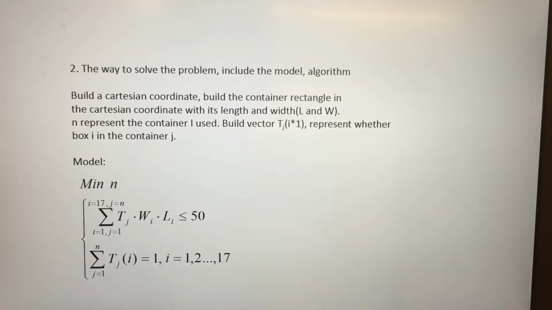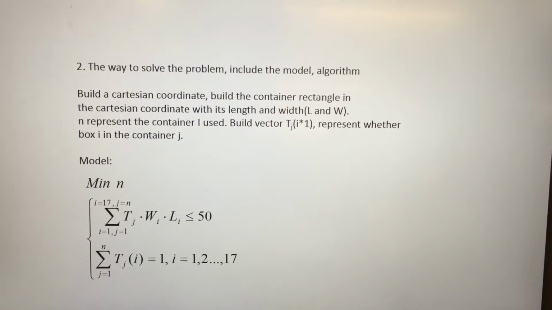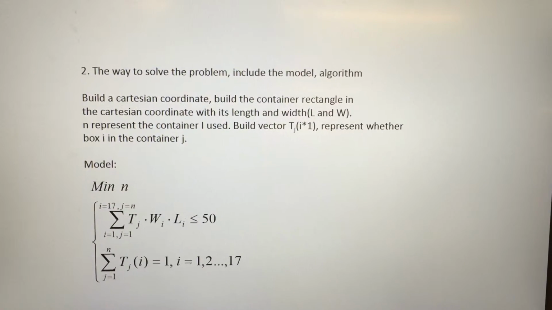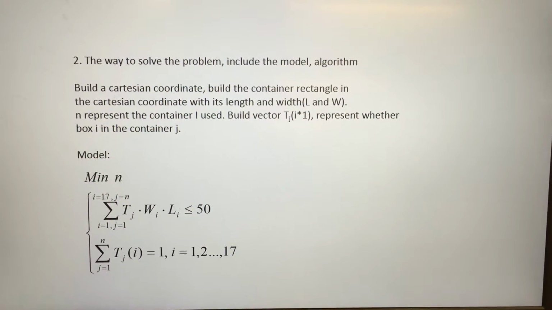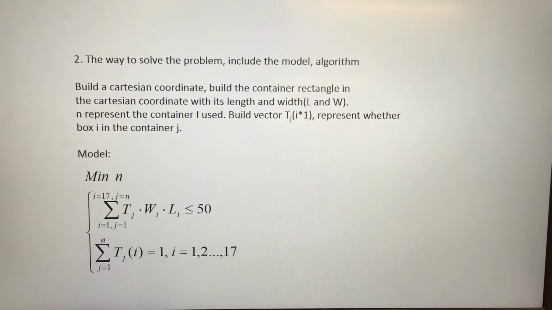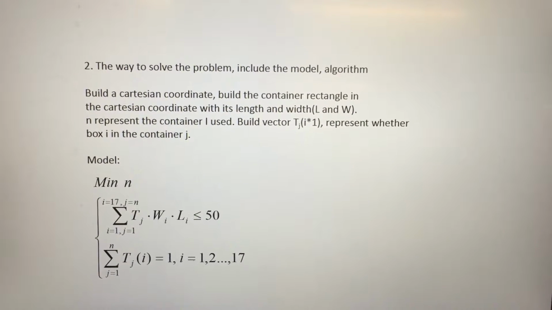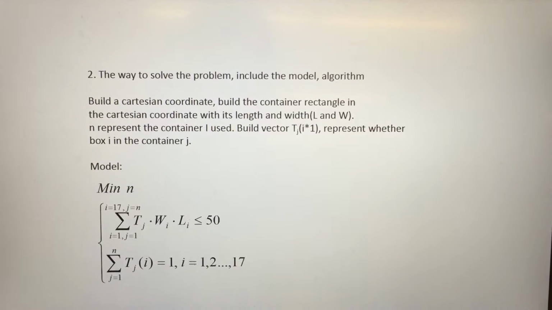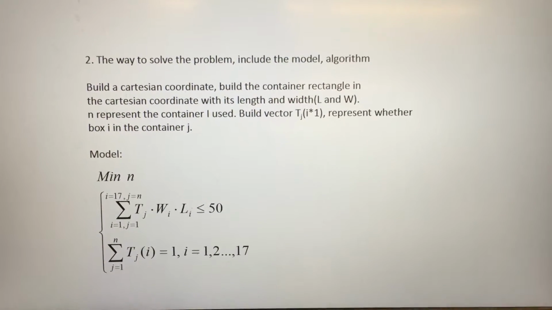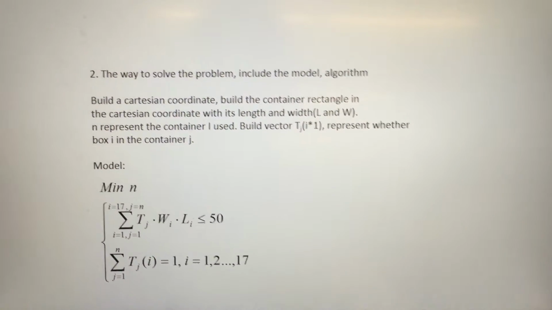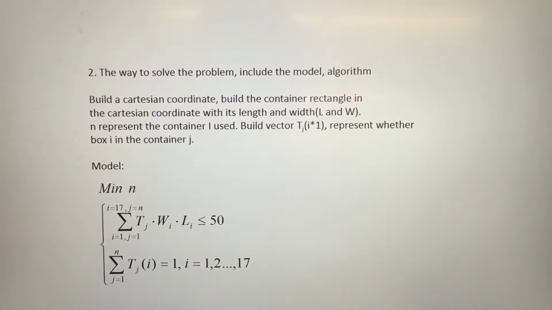And here are other constraints which are hard to represent, like that I cannot extend the length or width of each container, and I will address it in my algorithm.